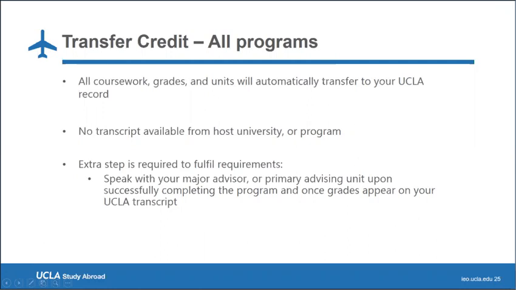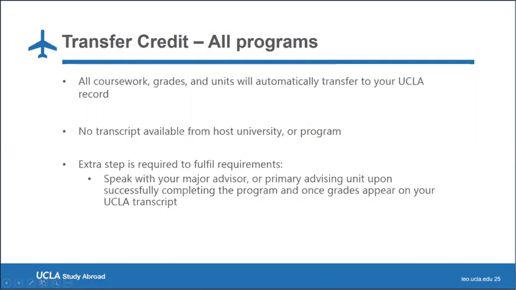An extra step is required, like I mentioned earlier, to fulfill the requirements. Once everything appears on your UCLA record, you would then speak with your major advisor or your primary advising unit, if you're part of the college, for the next step to have those courses automatically appear on your record.